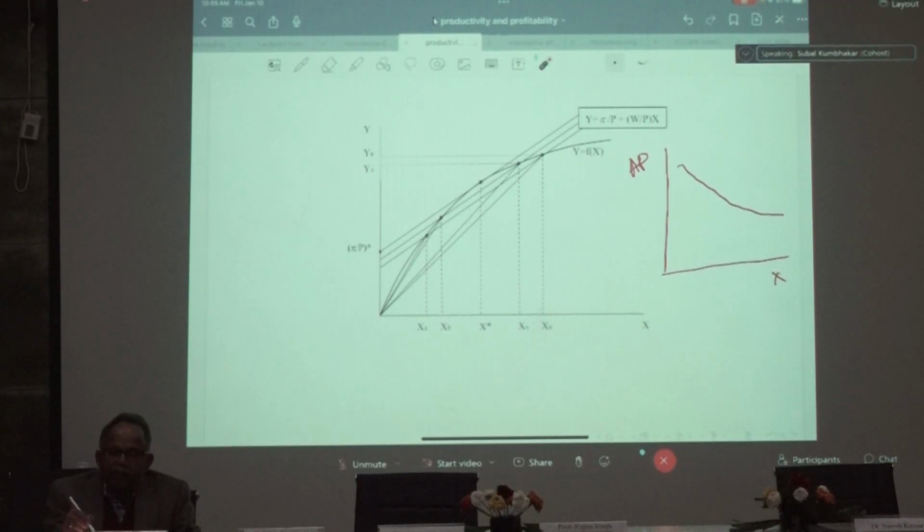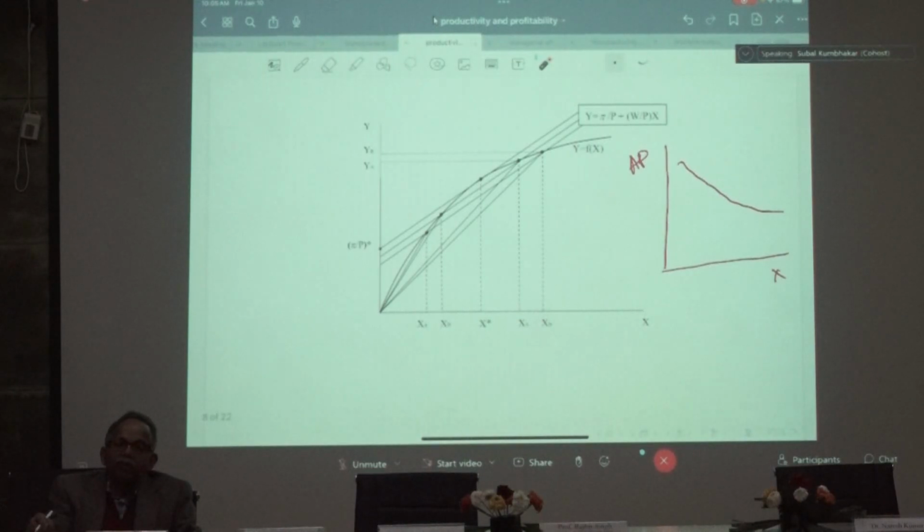What happens after X star? Again, if you go to this point and draw another line through this, that will show lower profit. So what is happening in here? Profit keeps on increasing up to this point and then decreasing. So if your objective is to maximize profit, how much of X are you going to be using?